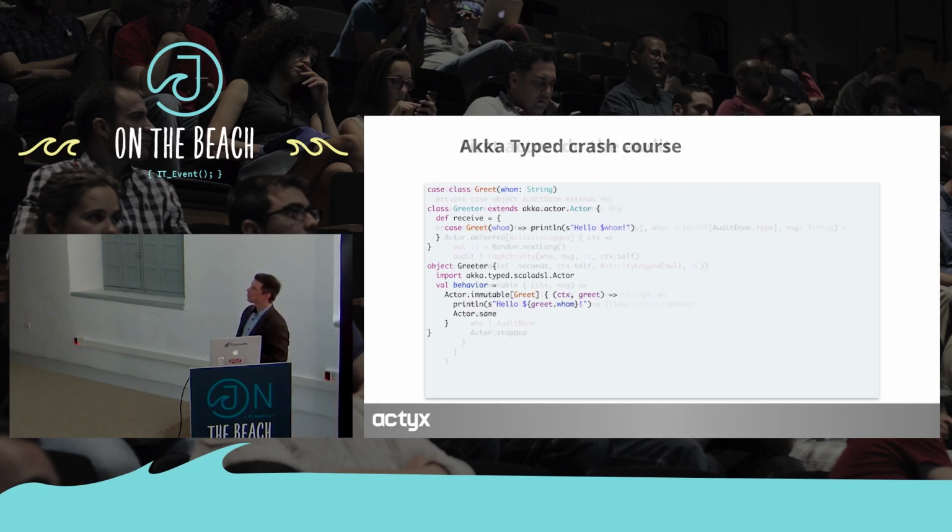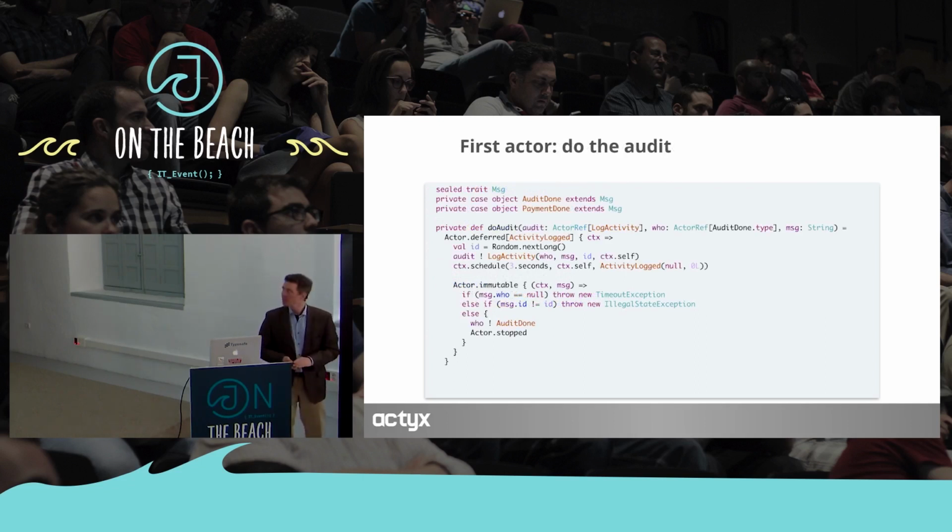So let's implement the audit and then the payment. So first, the audit. First, we define some confirmation messages, AuditDone and PaymentDone, so you're not surprised when you see them. Now, doAudit is a method that returns the behavior of an actor, and this actor needs to do something before it waits for a message. That's what Actor.deferred is good for. Actor.deferred describes a behavior. In this case, it can receive ActivityLogged, which we will want to do later. But first, we use Random.nextLong to generate a random ID, use that to create a LogActivity message, and send that to the audit service.